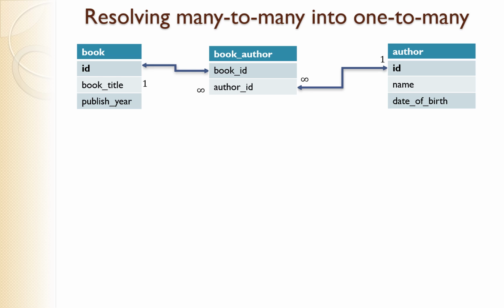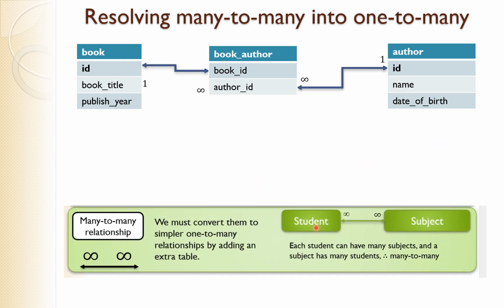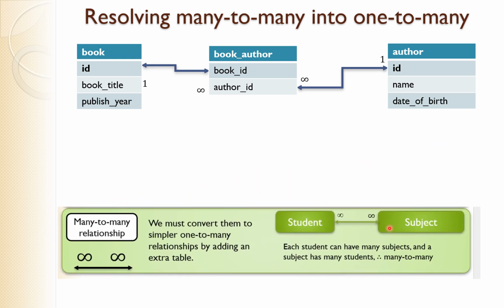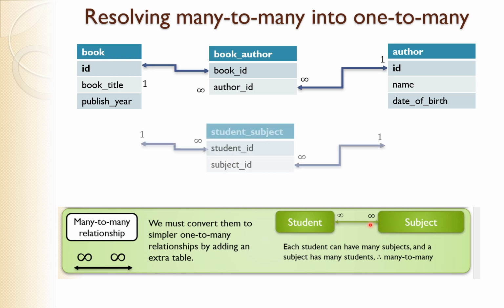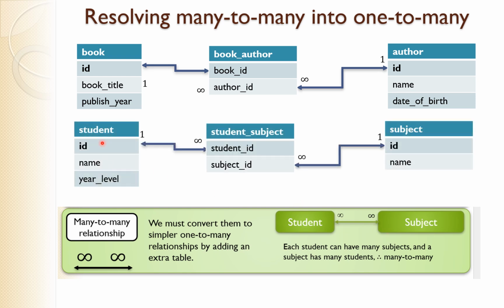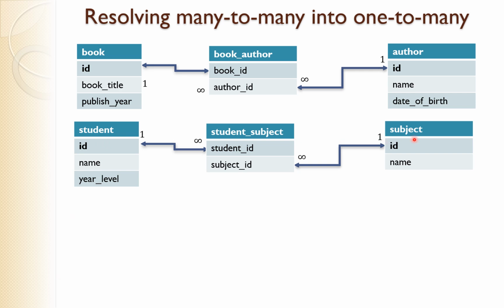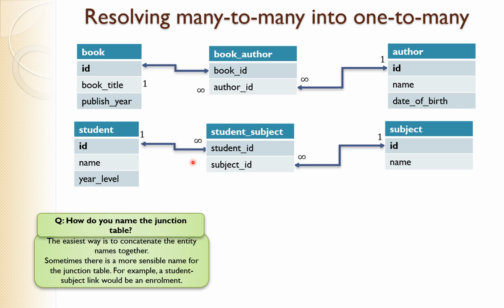Let's go back to the example from earlier, where we had students and subjects. This is a many-to-many relationship. The entity tables look like this, student and subject. To store this many-to-many relationship, we add a junction table in the middle called student-subject. This brings us to a question. How do you name the junction table?